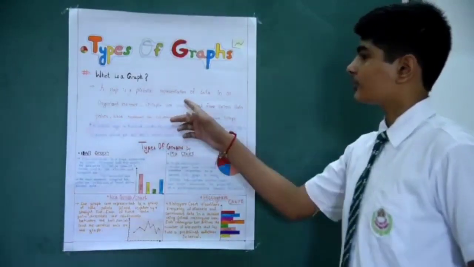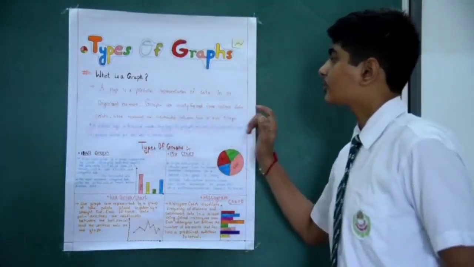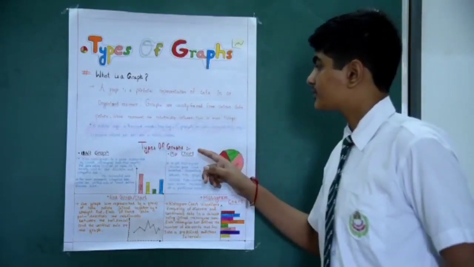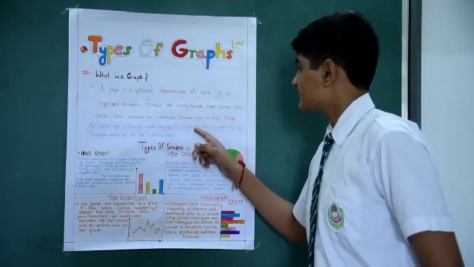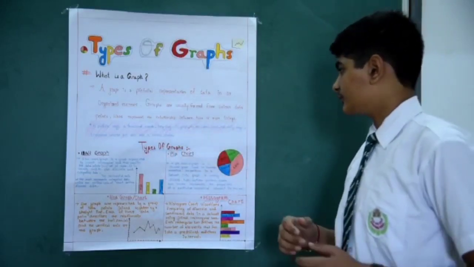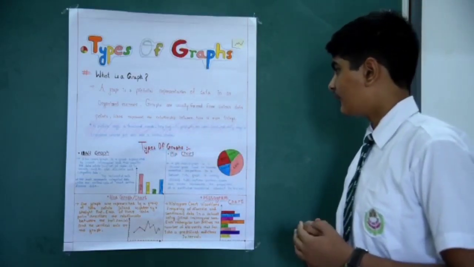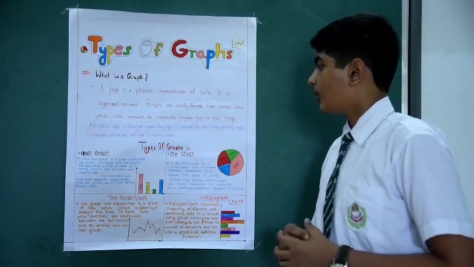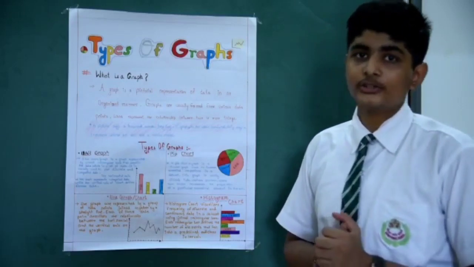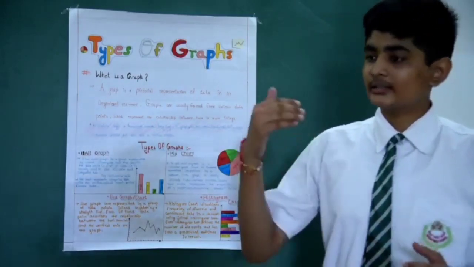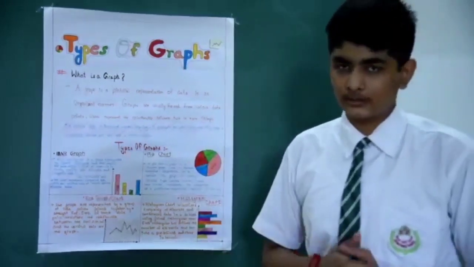A graph is a pictorial representation of data in an organized manner. Graphs are usually formed from various data points which present the relationship between two or more things. A picture says 1,000 words. A graph, on the other hand, not only says the 1,000 words but also tells a million stories. So that's why graphs are widely used, whether it is office work or any other work.